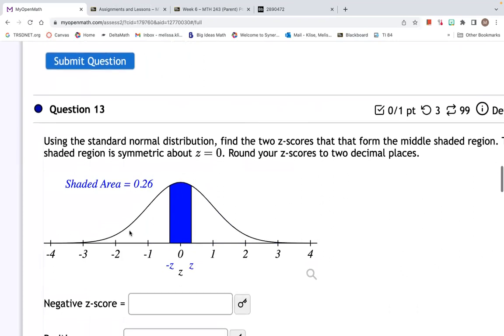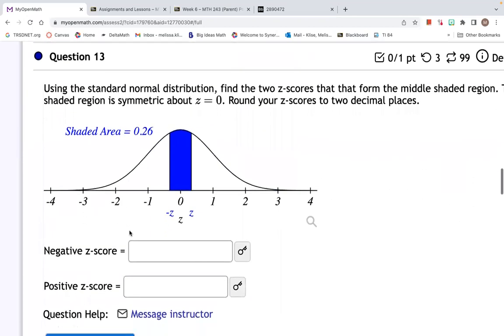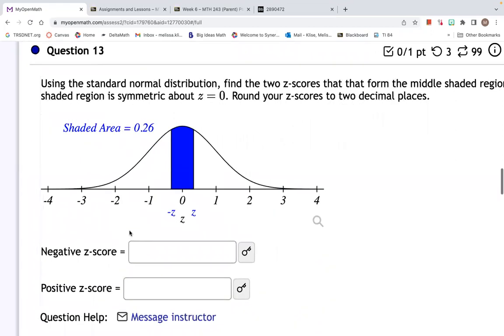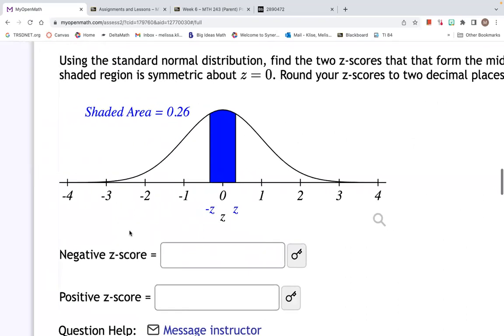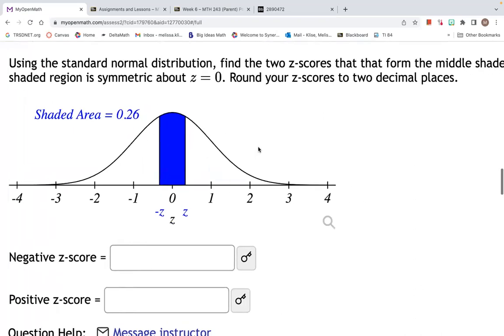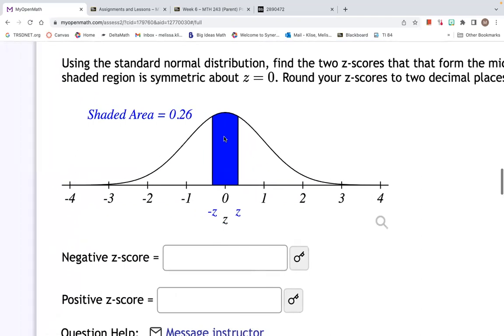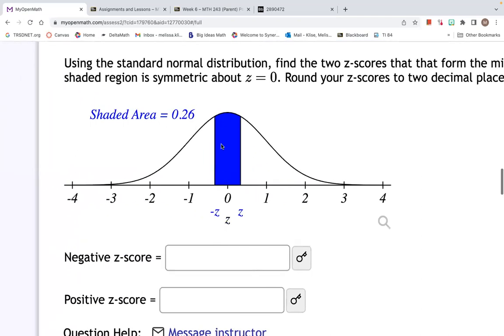Let's see. This is interesting. These are the ones, this right here is where most people get confused. This is the problem right here. So my shaded area is 0.26. Remember, it says right on here that it is the middle 26%. So I need to look at the values above and below that. If this is the middle 26%, what would this be right here?